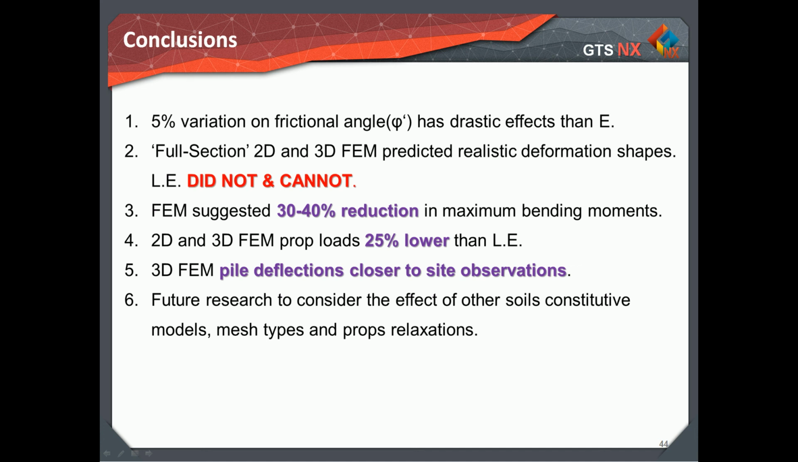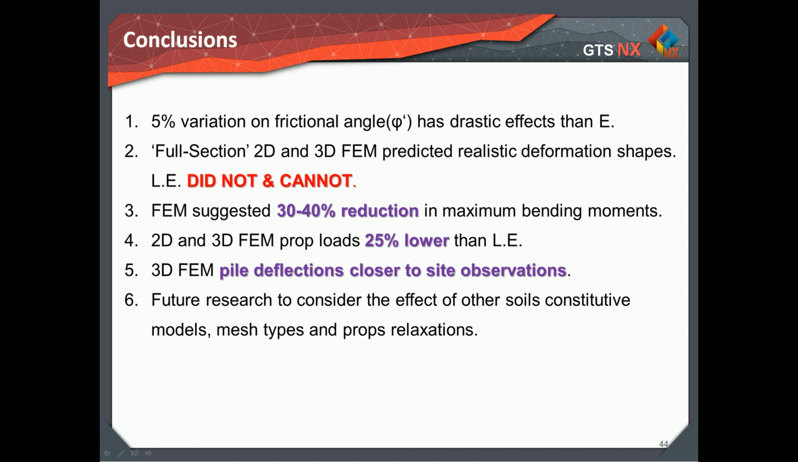Due to the asymmetric profile of the problem, full section 2D and 3D FE models predict more realistic deformation shapes, although the prop connections had significant effect on behavior of the structure. Limit equilibrium missed this criterion completely, whilst analysis of half section in finite element would not have predicted the asymmetrical behavior either. Maximum bending moments were in the region of 150 kN per meter per limit equilibrium, while both FE models suggest 90 to 110, which is a 30 or 40% reduction.